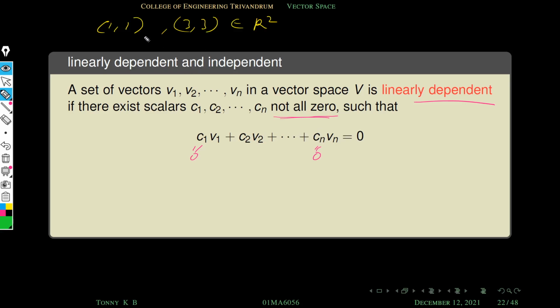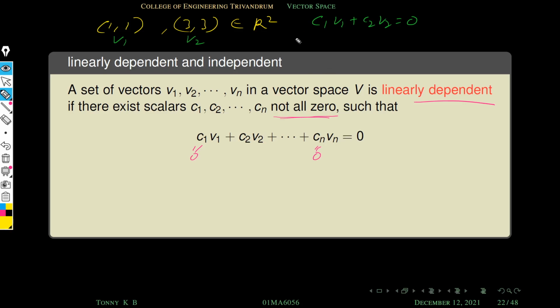Consider this example. This is our v1 and this is our v2. We consider two vectors, (1, 1) and (3, 3), belonging to R2, which is our vector space V. We have to check whether they are linearly dependent or not. That means c1 v1 plus c2 v2 equals 0, provided not all the ci's are 0. Does there exist scalars c1 and c2, not both 0, satisfying this condition for these two vectors?